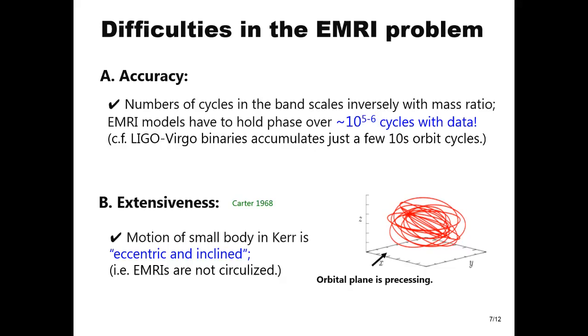Another difficulty is the generality. The motion of the small body in general is eccentric and inclined, because the orbital plane can be precessing. In other words, EMRIs are not circularized binaries, nor spin-aligned systems. So we also need to cover a large orbital parameter space.